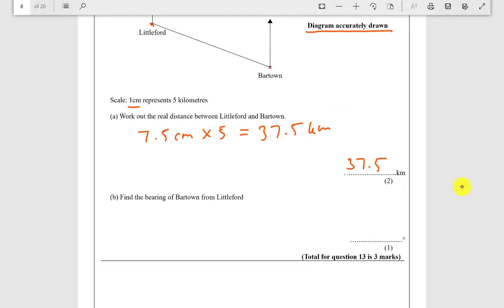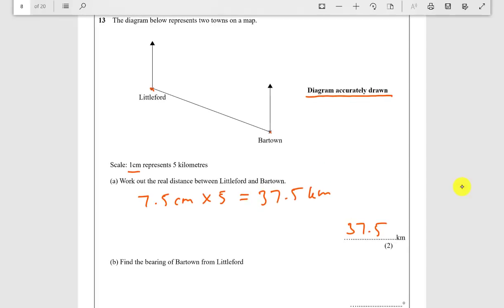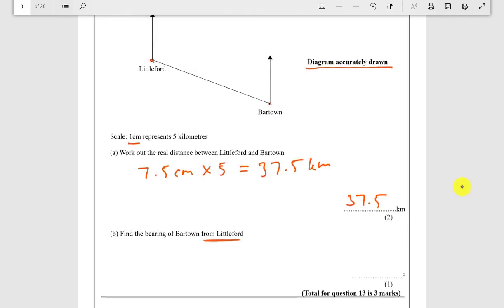Find the bearing of Bartown from Littleford. So Bartown from Littleford. So always start from. These type of questions can be confusing, but look at the wording right at the end. From Littleford. So we're going to start from Littleford, and this is the north line. So we're going to measure the bearing from Littleford.